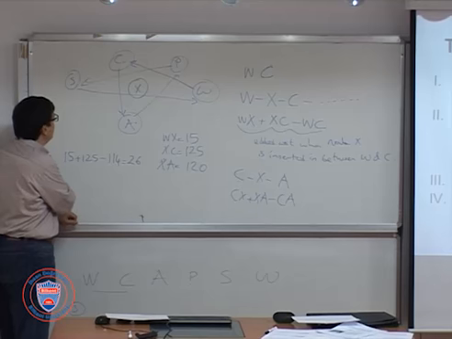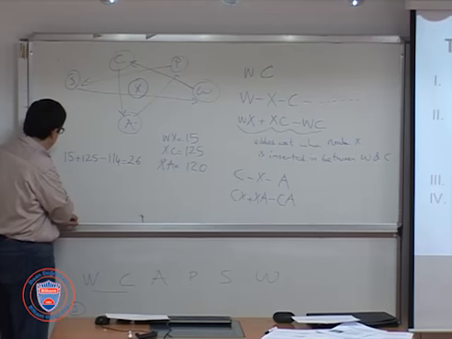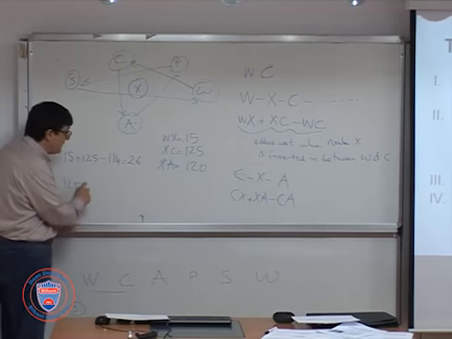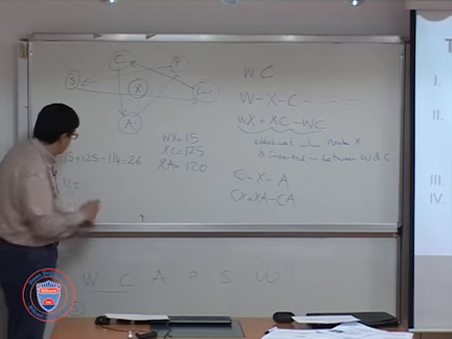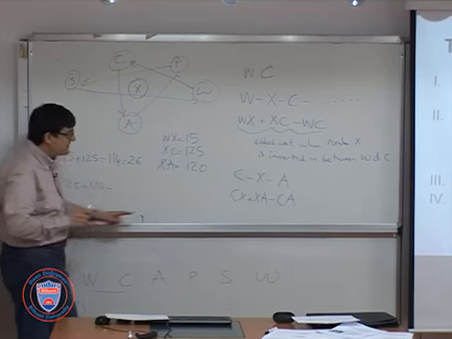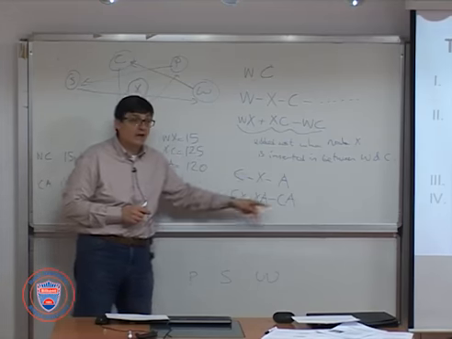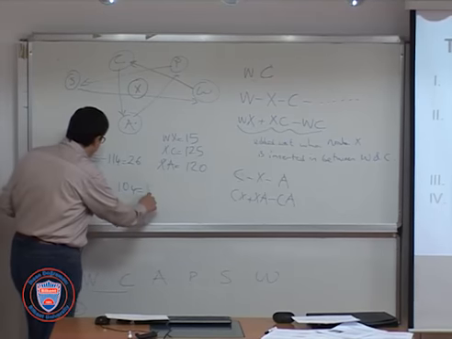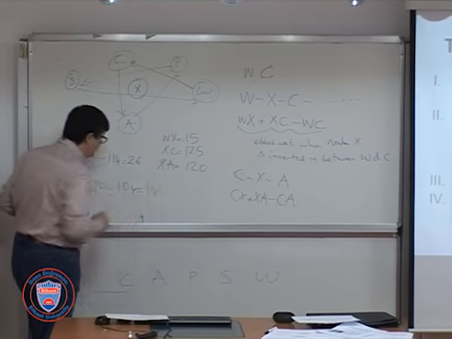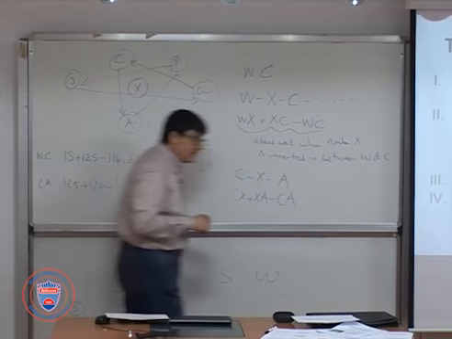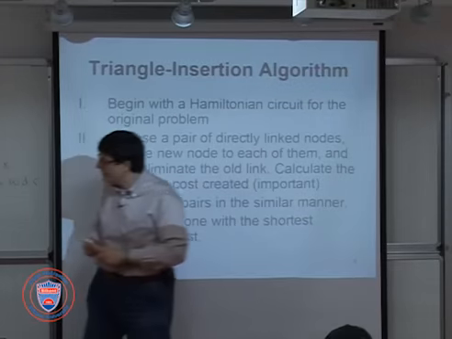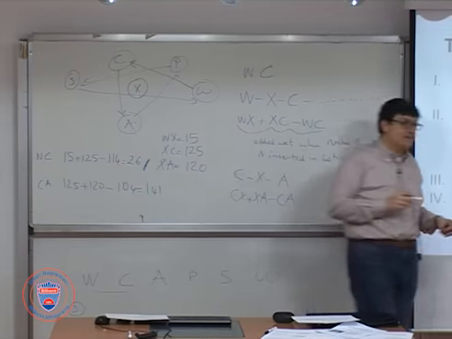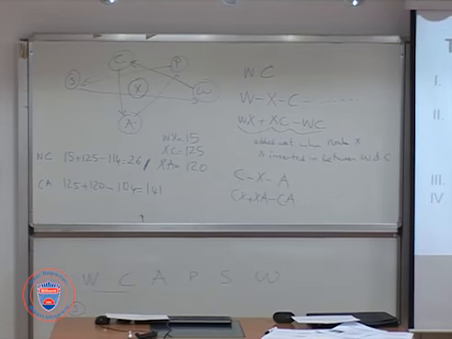So this is in between WC, and here it is in between C and A. So what is CX is 125, and XA is 120, minus what is the value of CA? 104. So this is going to be 141. So you can see that if those are the choices that I have, I'm going to select this one and insert x in between W and C. Okay, but we're going to do the other ones.